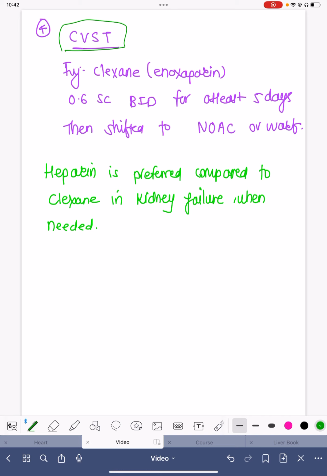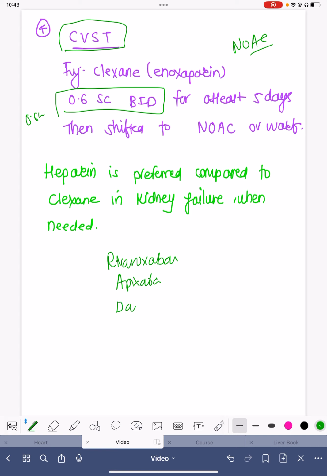One of the most important indications is cortical venous sinus thrombosis. Here, low molecular weight heparin is an excellent choice, and it is also given in therapeutic dosage, that is 60 milligram twice a day or 0.6 ml subcutaneously twice a day, at least till the patient is hospitalized. When patients get stabilized, especially after 7 to 10 days, the patient is discharged on a novel oral anticoagulant drug, which is rivaroxaban or apixaban or dabigatran, or warfarin can also be used.